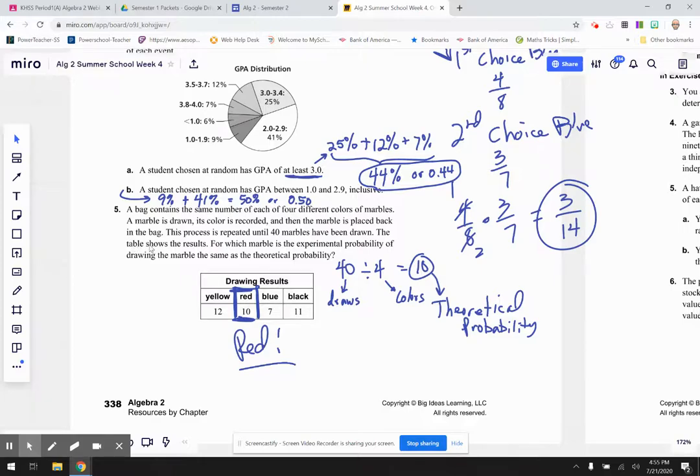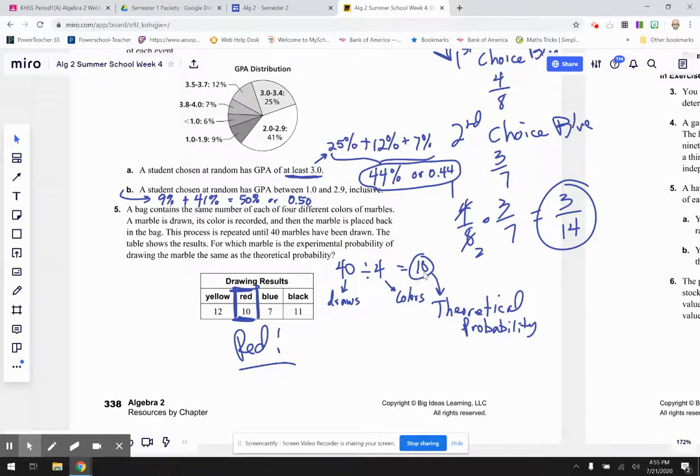The table shows the results, which is the experimental probability. That's when you actually pull out the marbles, the experiment. So that's all these numbers. Okay, is the experimental probability of drawing the marble the same as the theoretical probability? That would be the math part. So if you've got 40 draws and you've got 4 colors, then you should draw each color 10 times. That's the math. The math says you should have about 10 for each color. The only one that actually got 10 was red. The other ones were different.